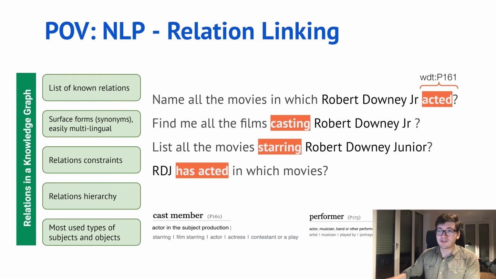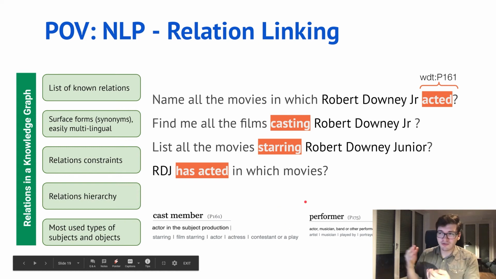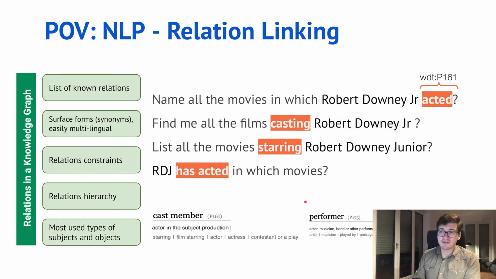Similarly, with relation linking, in KGs usually you have lots of different relations, hundreds of them, and you have their surface forms and some constraints, hierarchies. And it's relatively easy, and there are multiple approaches to utilize them for relation linking as well. So in all those questions, the highlighted words are synonyms, we can say, of cast member, or they mean pretty much the same. And we would like to map those words to cast member from the KG, known as the actor in the subject production, not to performer. Although performer is semantically similar to cast member, cast member is still a more correct mapping here.